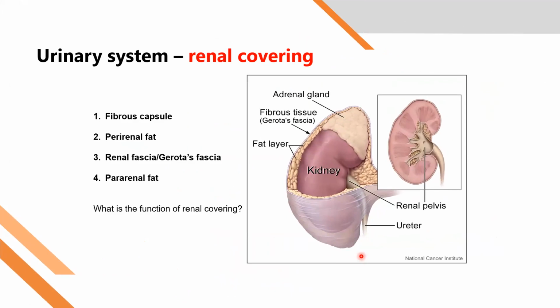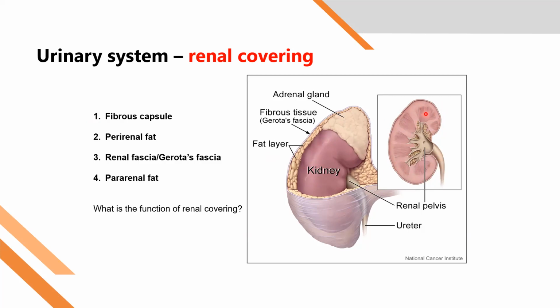What covers the kidney? Okay, this is all the renal covering. From the innermost, the innermost is the fibrous capsule. This fibrous capsule is a very tough connective tissue. It's really attached to the tissue of the kidney. We cannot remove it easily.